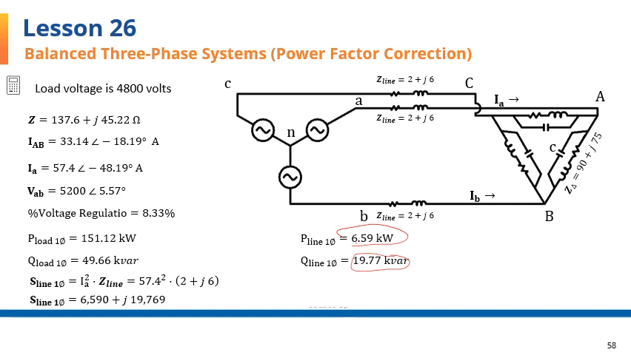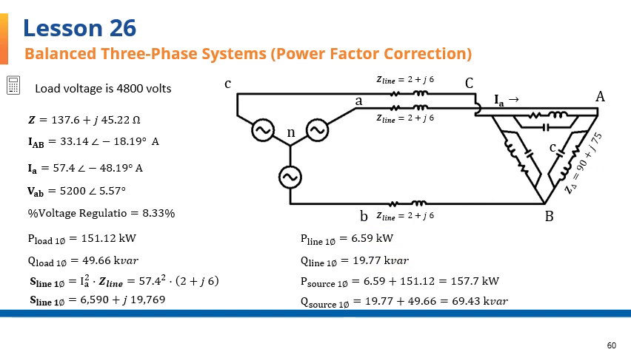Now if I sum the powers of the load and the line, that'll give me the power that this generator will have to put out. For the real power, it comes to 157.7 kW. For reactive power of the generator, it comes to 69.43 kvars.